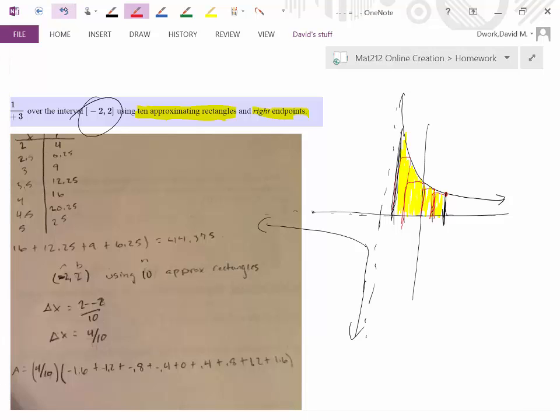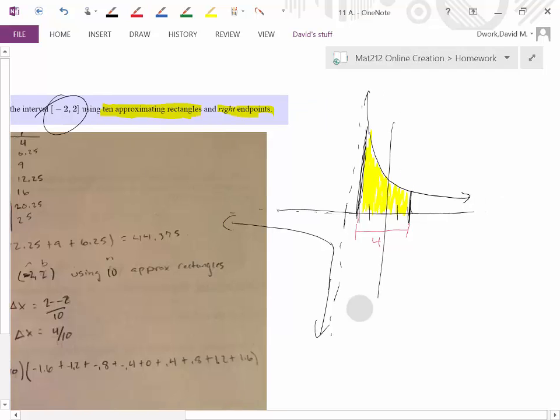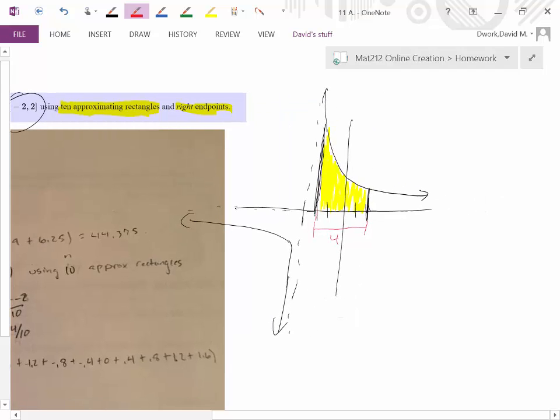But it doesn't want 4, it wants 10. So how are we going to get 10? It's the exact same idea, and you don't really even need to draw the graph to do it. What we need to figure out is the width of each of my rectangles, because the total width of this area is 4, going from -2 to +2. Breaking that up into 10 rectangles, I'm going to do 4 divided by 10, which makes 0.4. So each of these rectangles is going to have a width of 0.4.